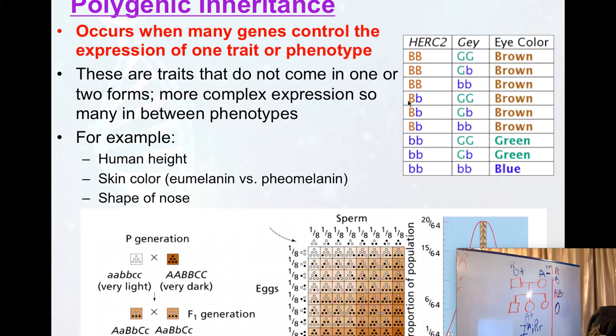So eye color is complex. Here you see two genes, and you see a brown and a blue allele for this gene, and you see a green and a blue allele for this gene. And there's more than one gene that determines eye color. There's more than one gene that also determines skin color as well.